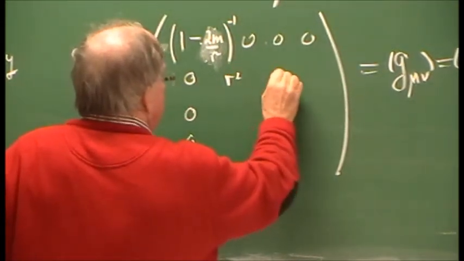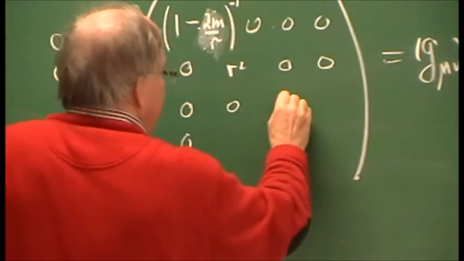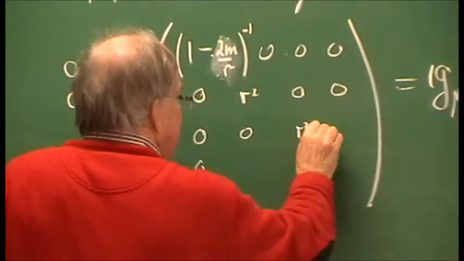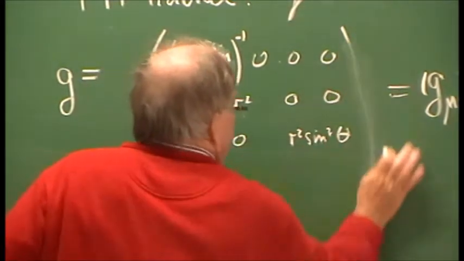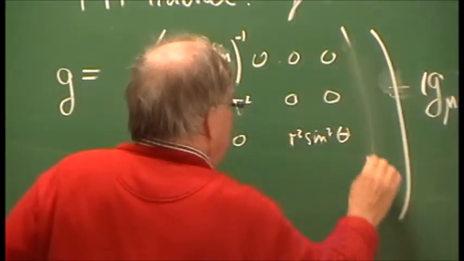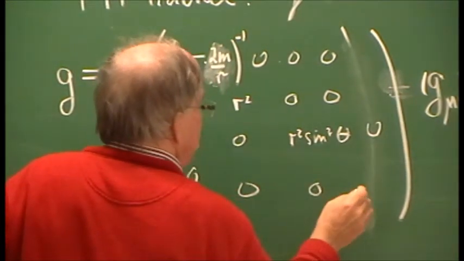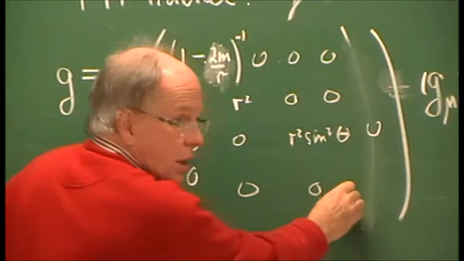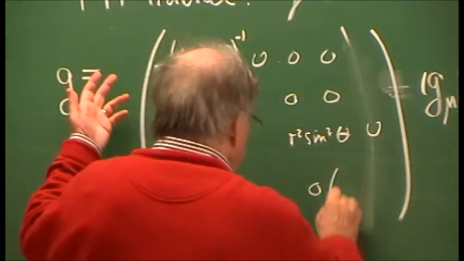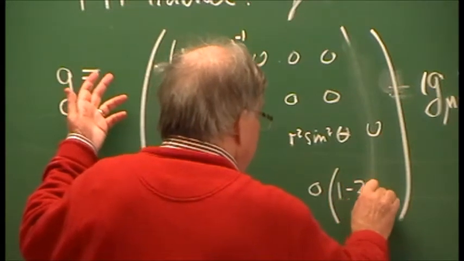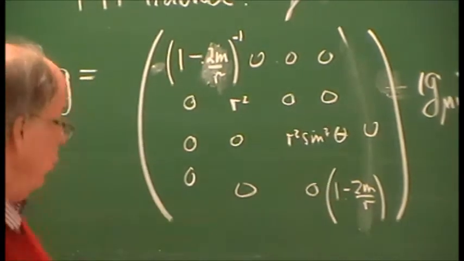So this is r squared, 0, 0. And the norm of phi is r squared sine squared of theta. Now I'm going to have to make some plan. And then 0, 0. And now I have to put what is the norm of t. And t dies as I go to the black hole, right? So for t, I want this thing without the minus sign. Ah, but with the minus sign.